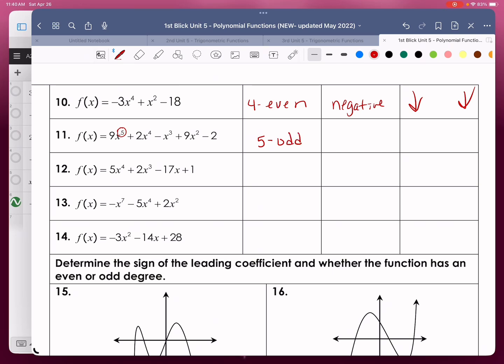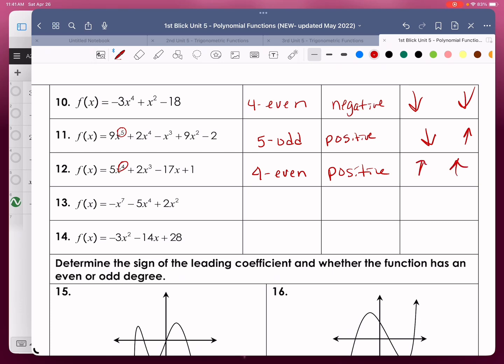So you know they're going to go opposite directions. Your leading coefficient is positive. So that means it's going to end on the positive. All right. Number 12, your degree is 4. That's even. So you know it's going both directions. Your leading coefficient is positive. So that means what? You're going to go up and up.